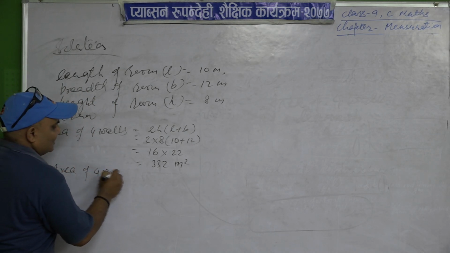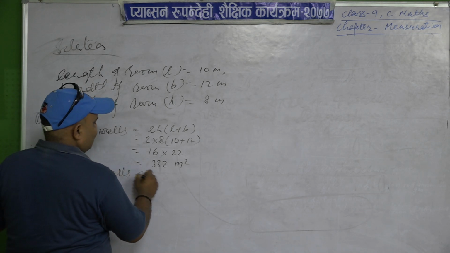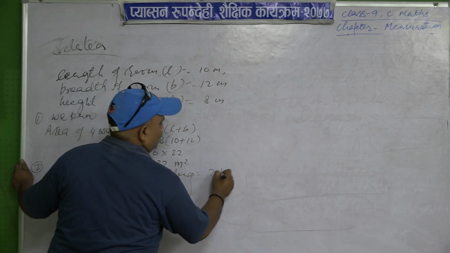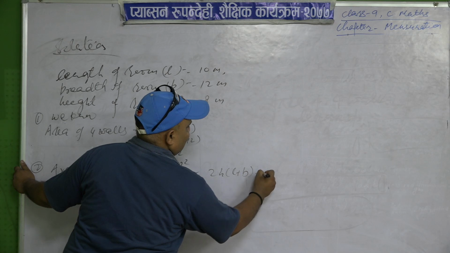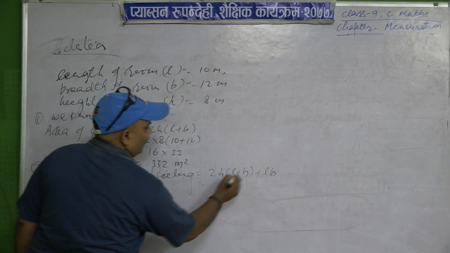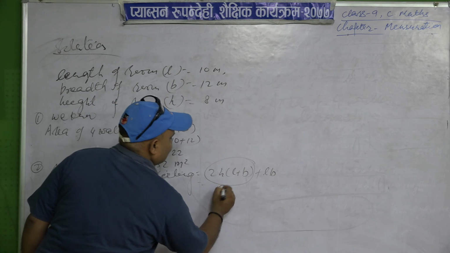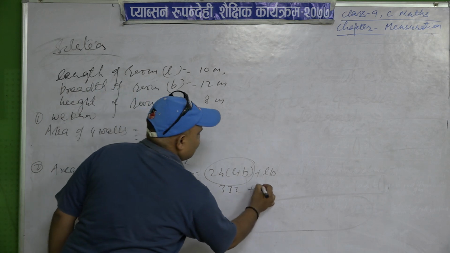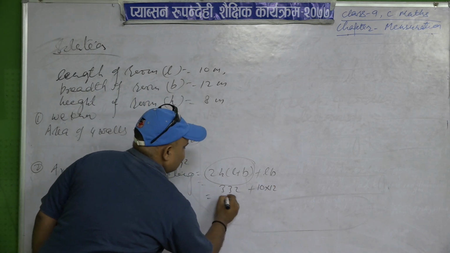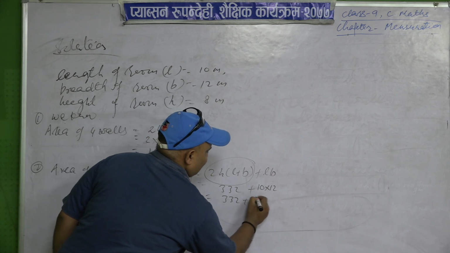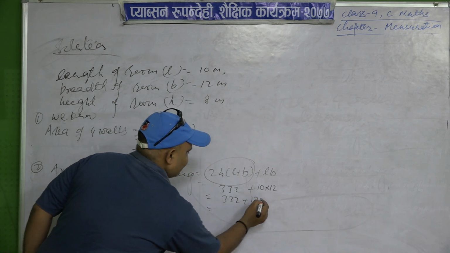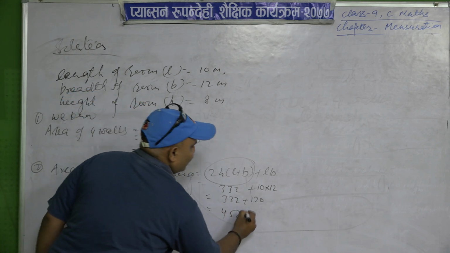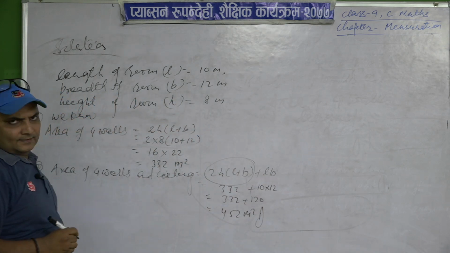Now second, area of 4 walls and ceiling, that is what? 2H(L plus B) plus LB. We have already got this part 2H(L plus B) as 352, right, directly, and L into B. L is 10, B is 12. 352 plus 12 tens are 120. That is 472 meter square.